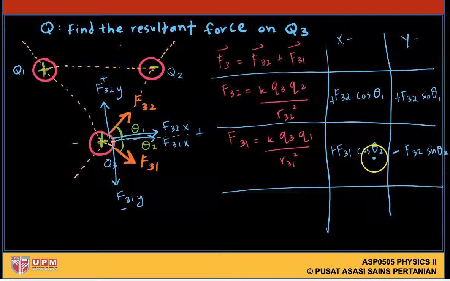And then now that we know the x components and the y components, I can add my Fx for 3 as F32x plus F31x.